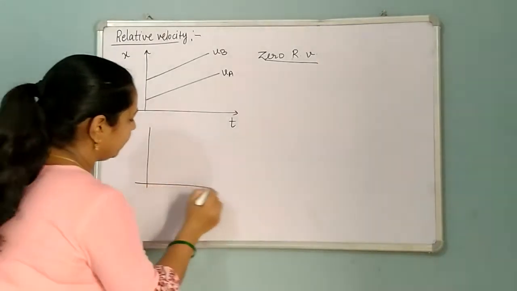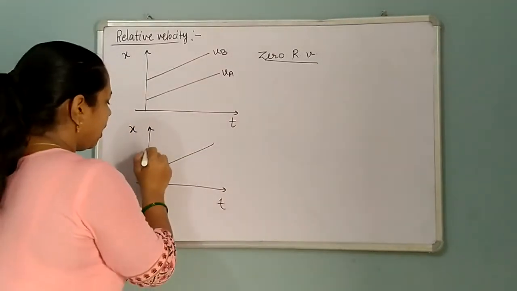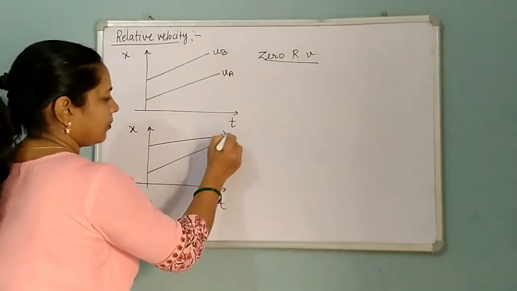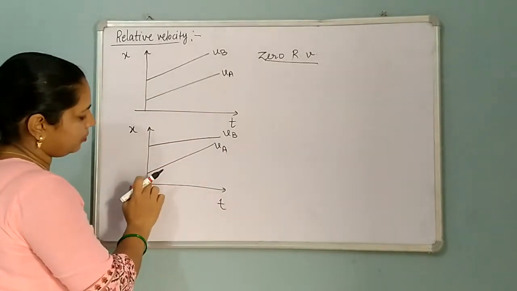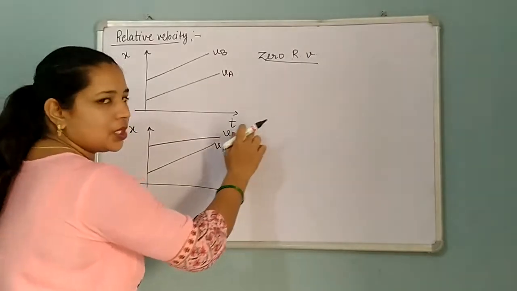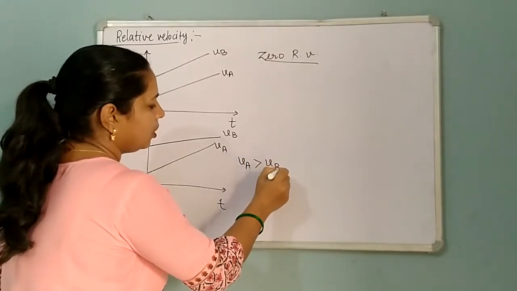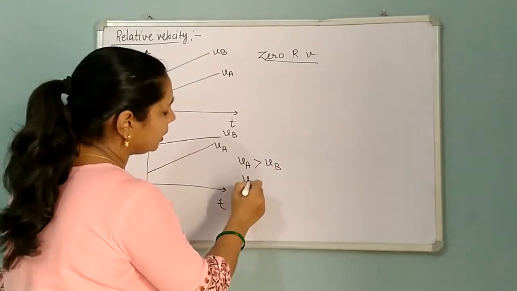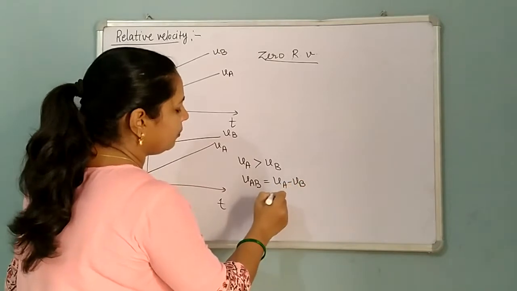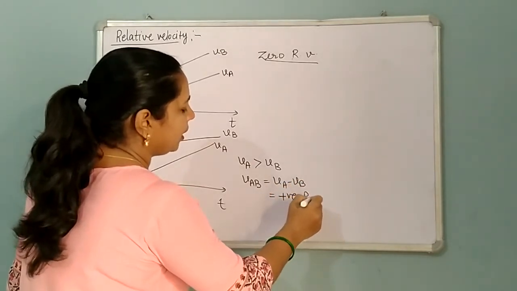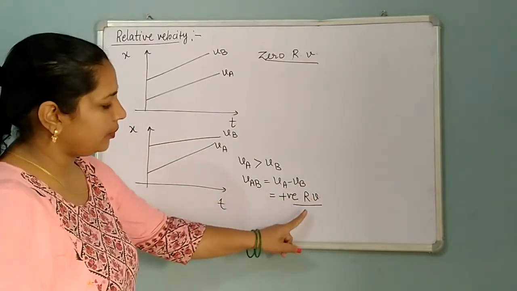If I draw the graph like this, this is the position, this is time. A is moving like this and B is moving like this. This is for B and this is for A. From this graph we can clearly observe that at some time they will meet each other. VA is moving faster with respect to B. So what will be the result for V of AB? This will be VA minus VB, and we get our answer as positive relative velocity. So such a graph will represent positive relative velocity.